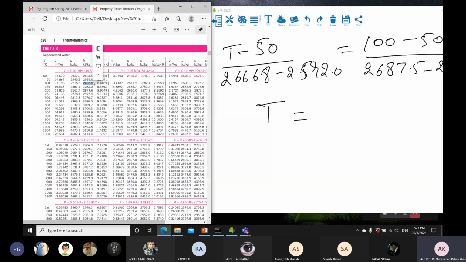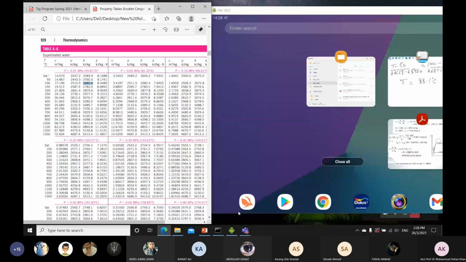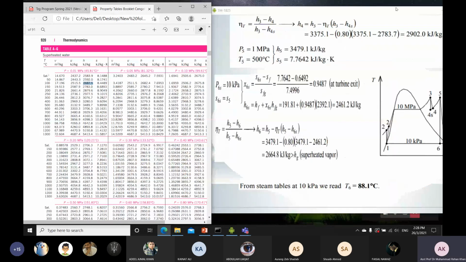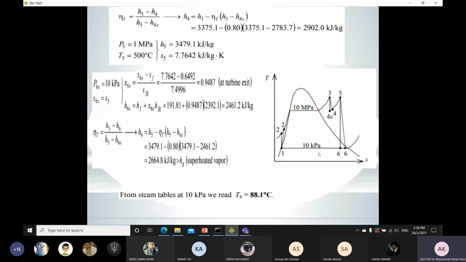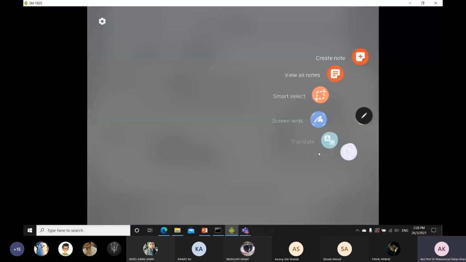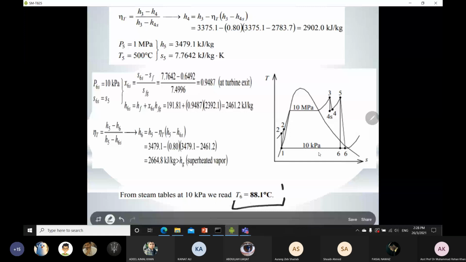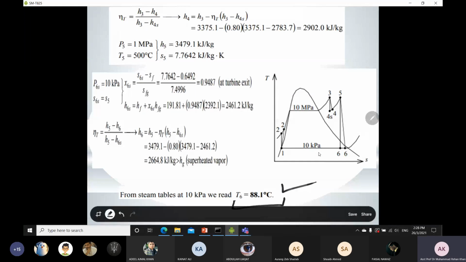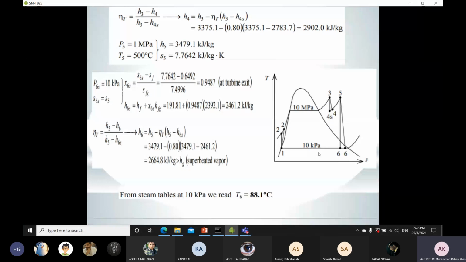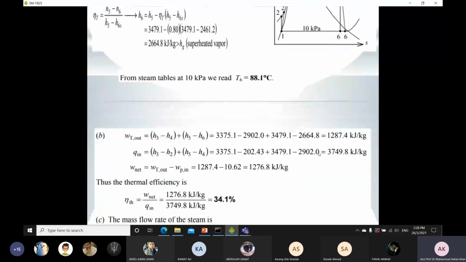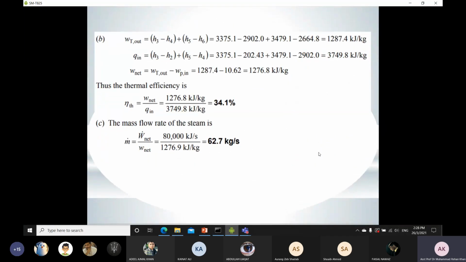You can easily find the temperature, which is equal to 88.1 degrees Celsius for state number 6. So for state number 6 you can find the temperature this way, using interpolation. That's why I'm suggesting that you go through the interpolation quickly.